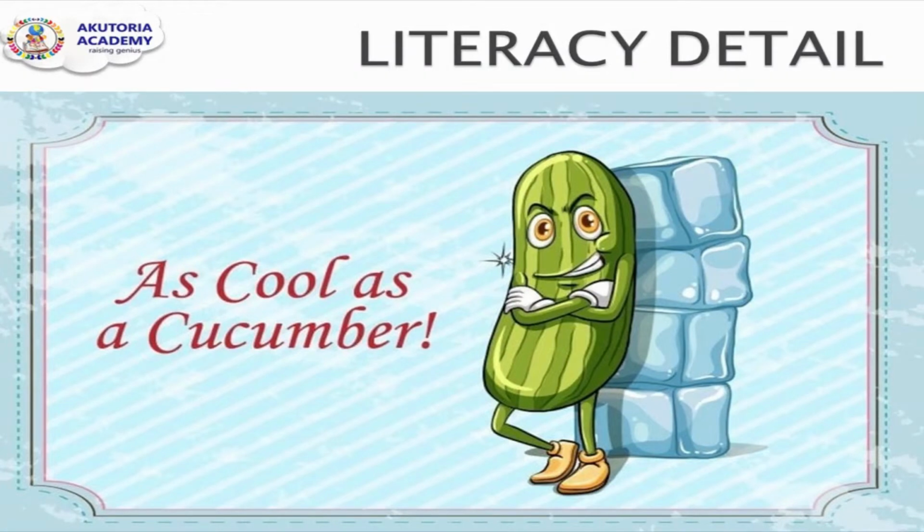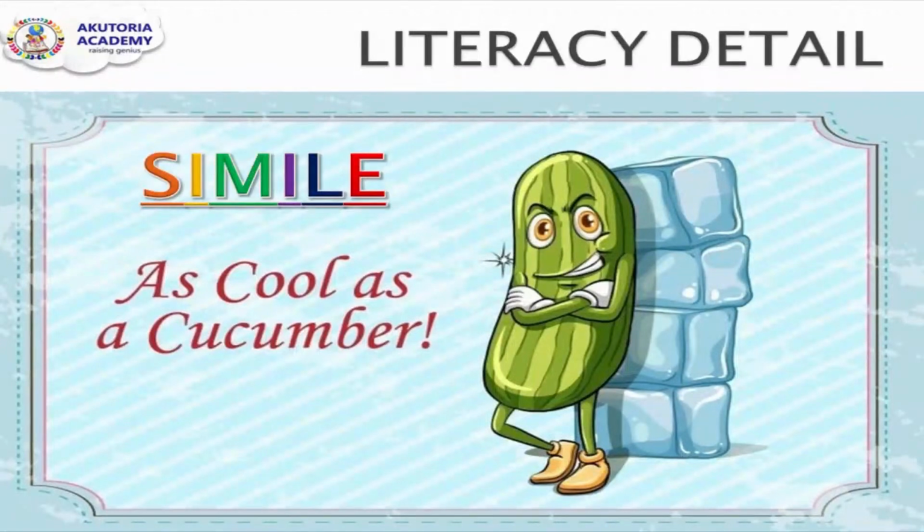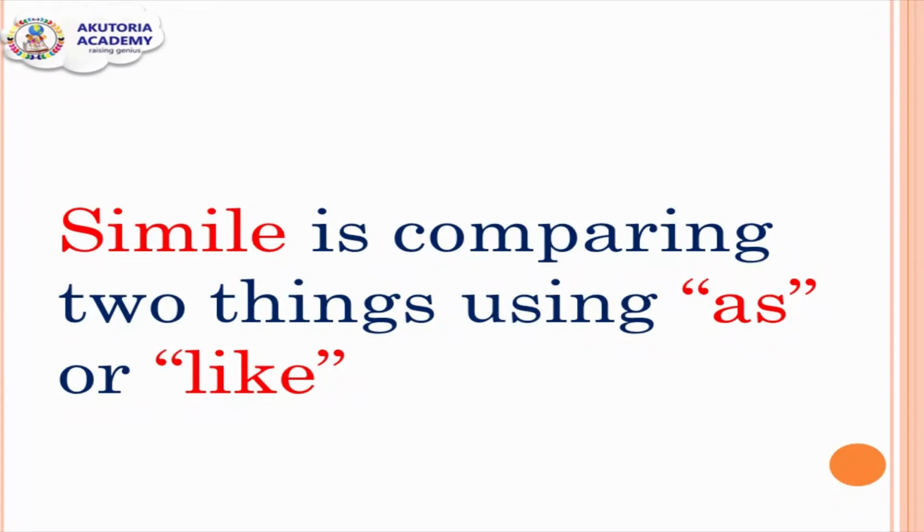Our topic for today is literary device, and the literary device we'll be considering in this video is simile. So what is simile? Simile is comparing two things using as or like. So when you want to make a comparison between two things, you have to use as or like to do your comparison. If not, that sentence will not pass for a simile.